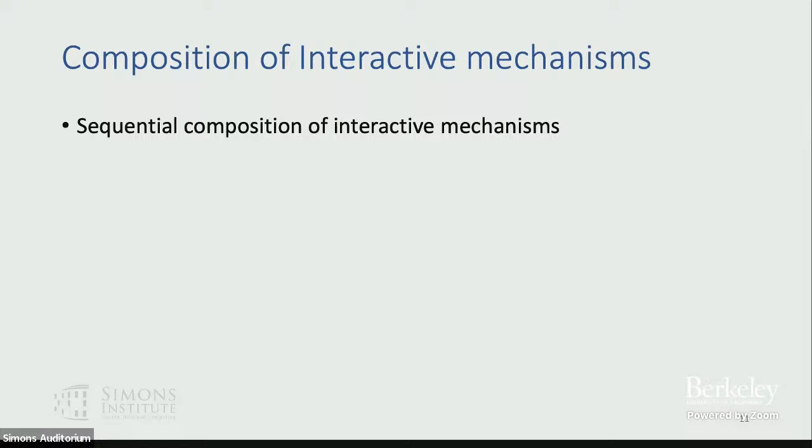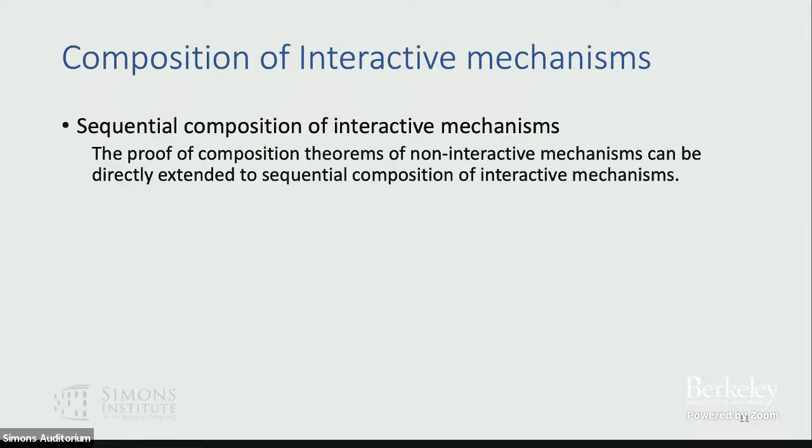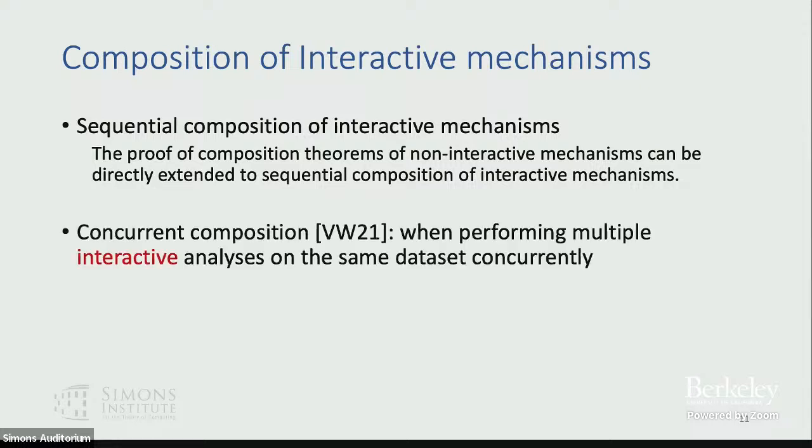There are two categories. The first one is sequential composition of interactive mechanisms. It's obvious that the proofs of composition theorems for non-interactive mechanisms can be directly extended to sequential composition of interactive mechanisms, because we can reorder everything. Everything can be viewed as a sequence of non-interactive mechanisms, so it can be easily addressed.